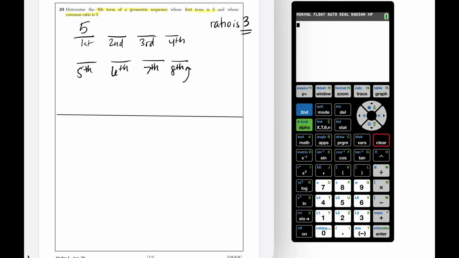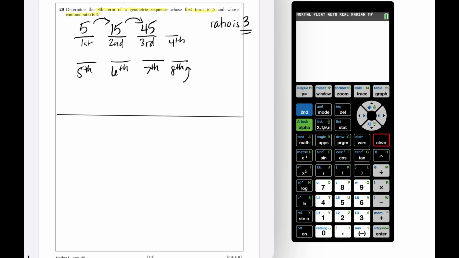In other words, my pattern is going to increase by multiples of 3. So for example, if I start with 5, 5 times 3 is going to give me 15. If I multiply 15 by 3, I'm going to get 45. And my job is to figure out what is the 8th term.